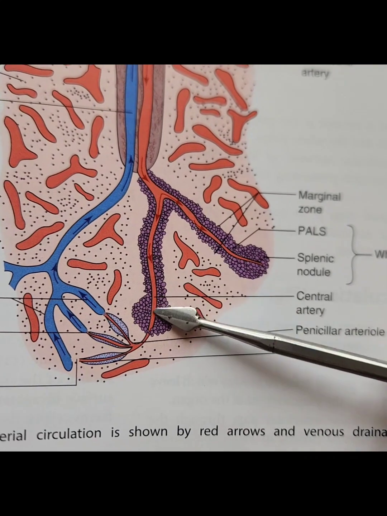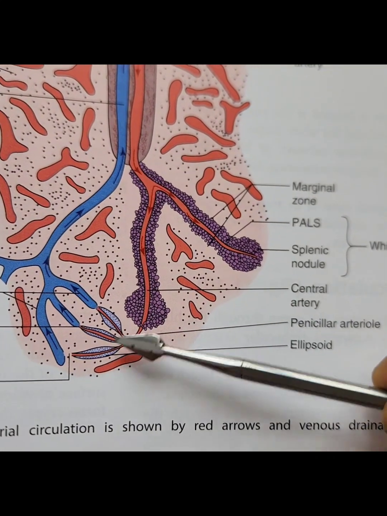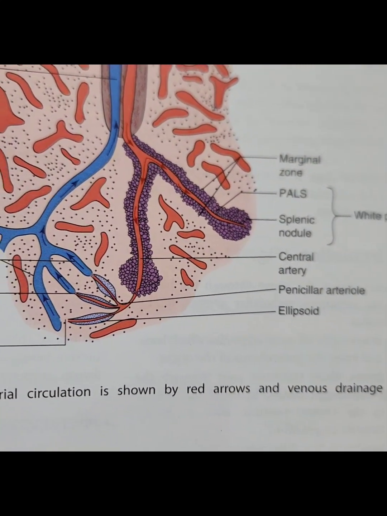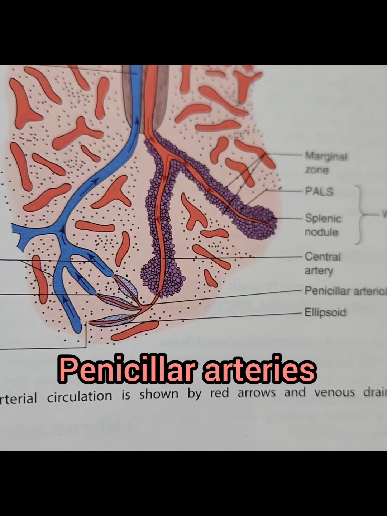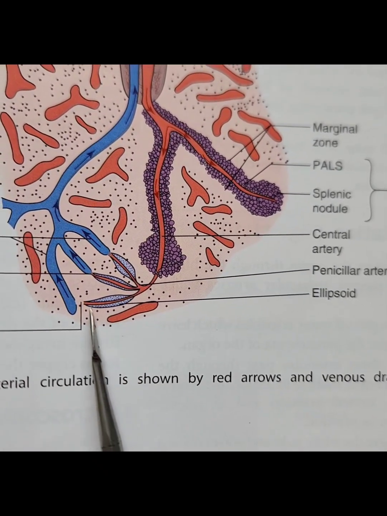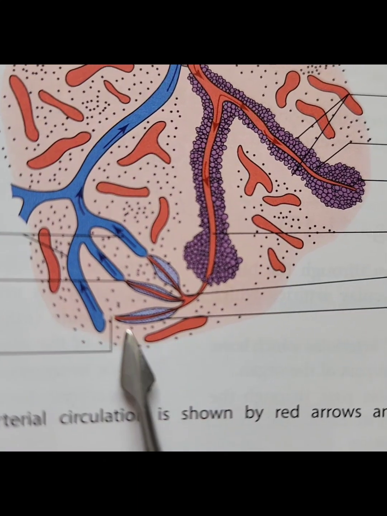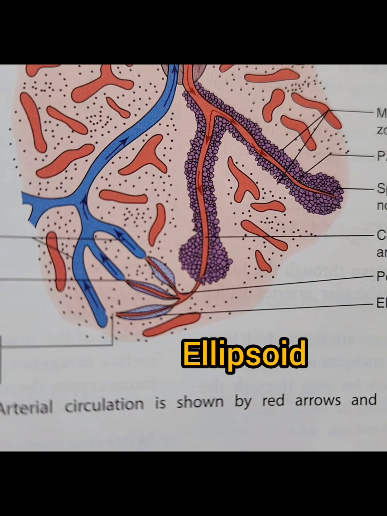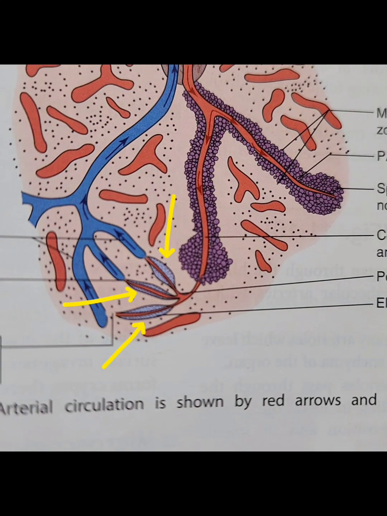Central artery continues distally and divides into several straight arteries. They are called penicillar arteries. Such penicillar arteries are covered by a sheath of macrophages, which is called ellipsoid. In other words, ellipsoids are collections of macrophages and lymphocytes around the capillary ends of arterioles.